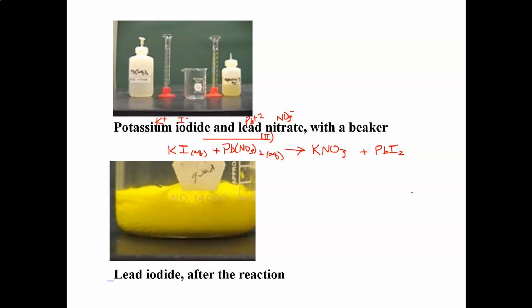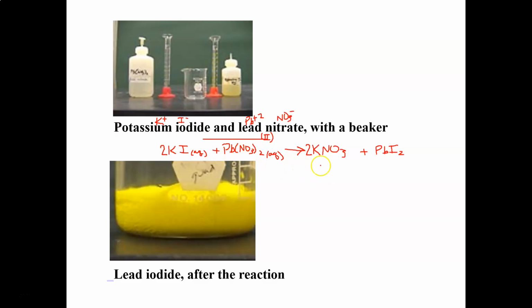I do have to balance. Every time you do one of these, you've got to balance it. So let's start with the K's. I have 1 K here, I have 1 K here. That worked. I's. I have 1 I here, but I have 2 I's over here. So if I want 2 I's, I have to put a 2 in front of the KI. Oh, wait, that gives me 2 K's now. So now my K's aren't balanced. Now I got to go back and do the K's. So I need 2 K's over here. All right, that's good.